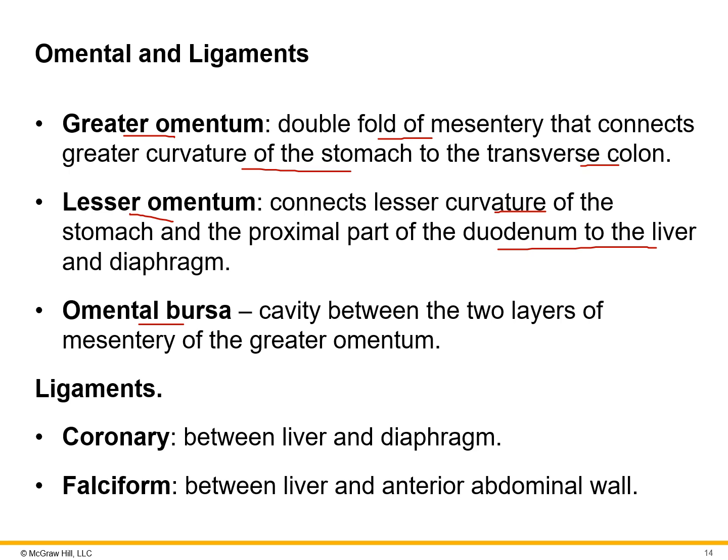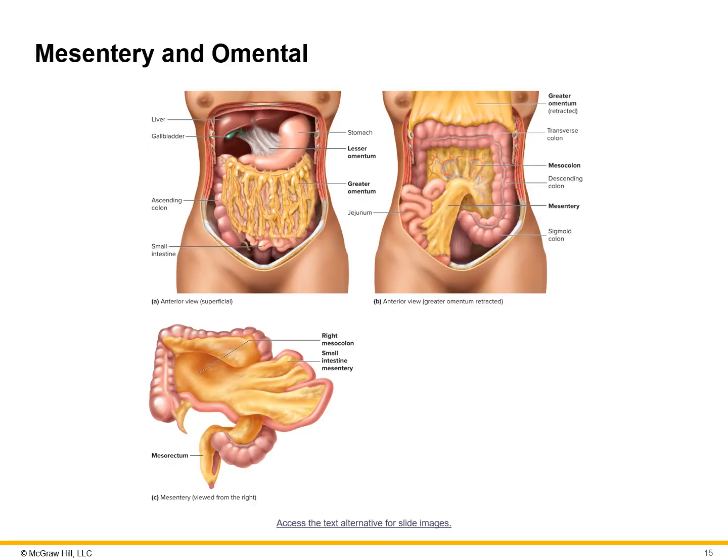And then the omental bursa, this is the cavity between the 2 layers of the mesentery. And then there are 2 ligaments of the digestive system, the coronary and the falciform. So the coronary is between the liver and the diaphragm, and then the falciform is between the liver and the abdominal wall. And this is just showing those places.